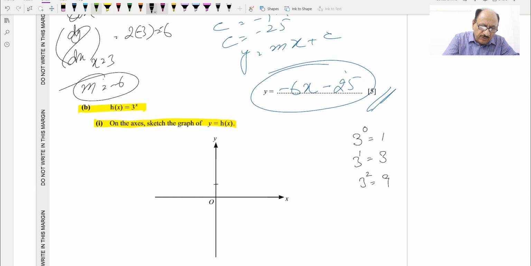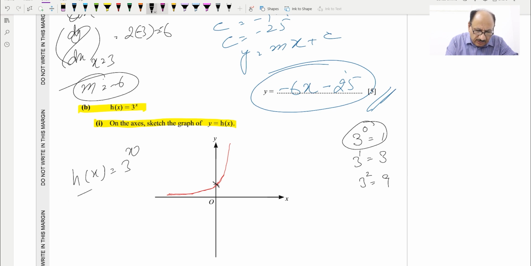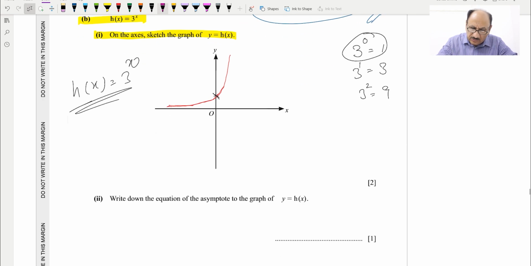We will see that the minimum value can be on this side. Our graph will be like this one. It will come very close to the x-axis, but it will never touch the x-axis, and this will be the point where x is equal to 0, y is equal to 1. So this will be our graph for h of x is equal to 3 raised to the power x. This is the graph which they have asked us to draw.